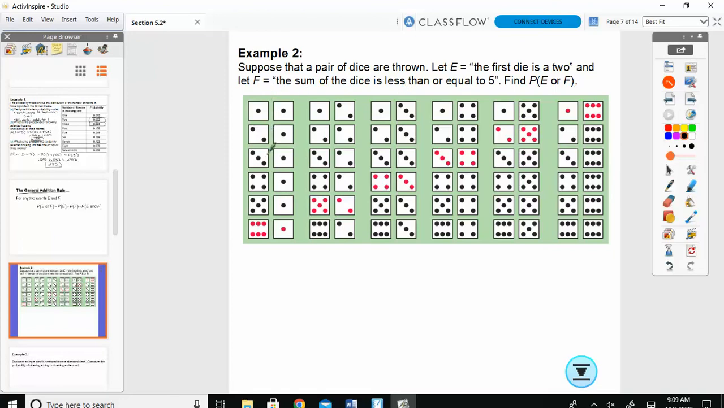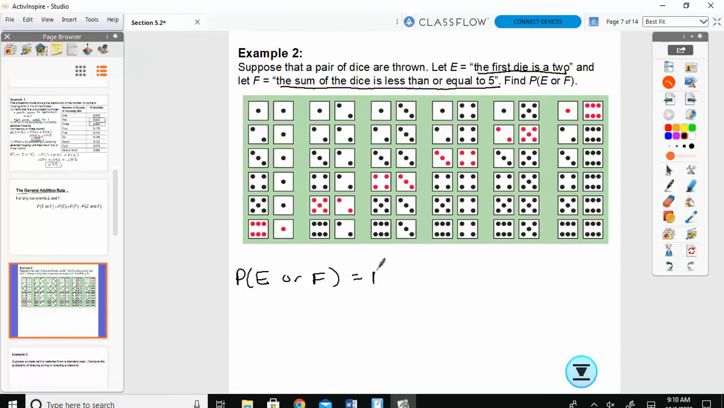All right, how many are there? 6 by 6. So there's 36 combinations here that would work. All right, so I want the probability of E or F. E is the probability that the first one is a 2, and F is the sum is less than or equal to 5. Are those events mutually exclusive, or is it possible to get a 2 and add up to less than 5? Yeah, we can have both.